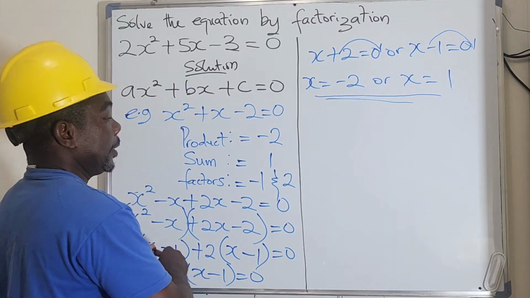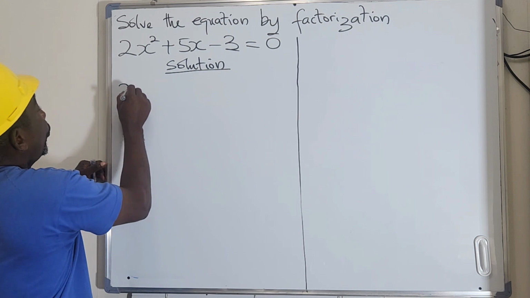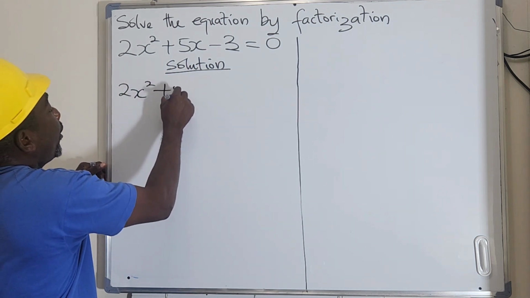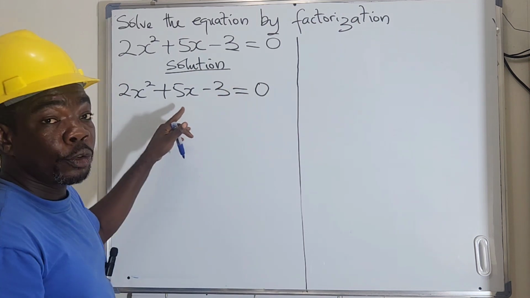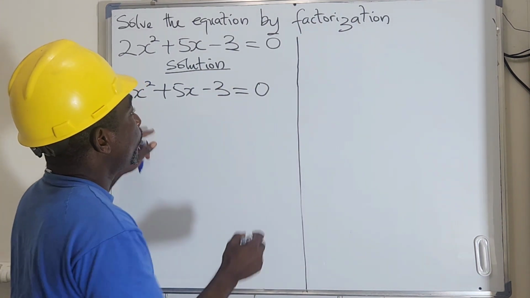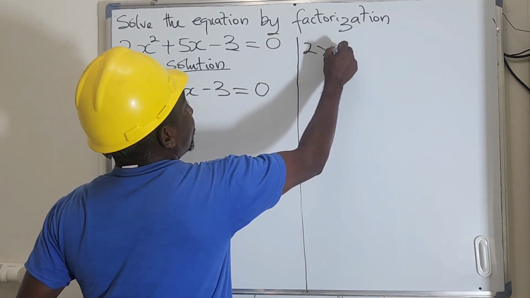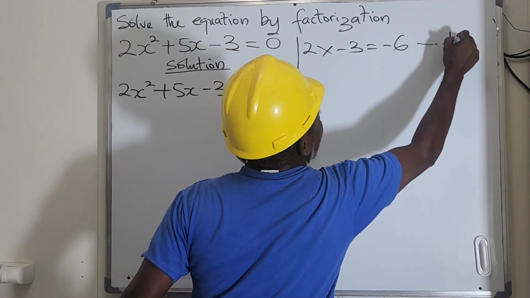So we need to clean this. So we have this from our equation here. We are given 2x raised to the power of 2 plus 5x minus 3 equals 0. As we were talking about the product, the product is going to be 2 times minus 3, which equals minus 6. So that is the product.